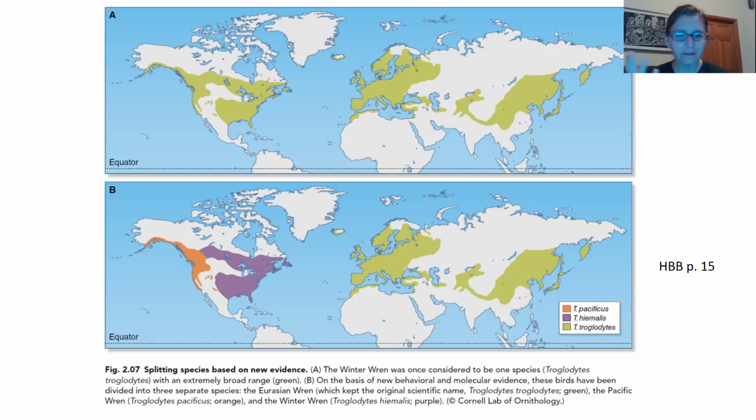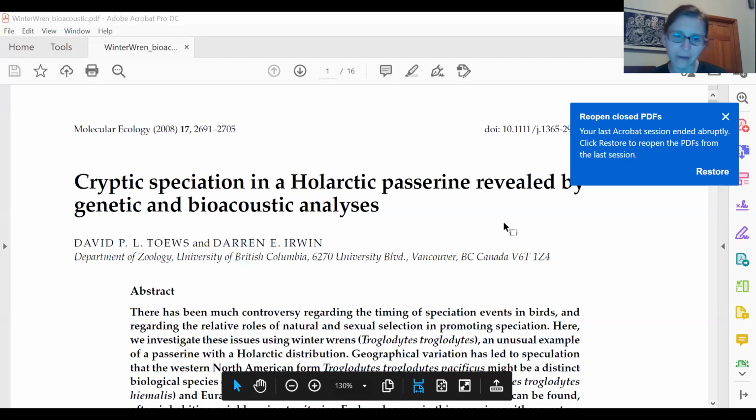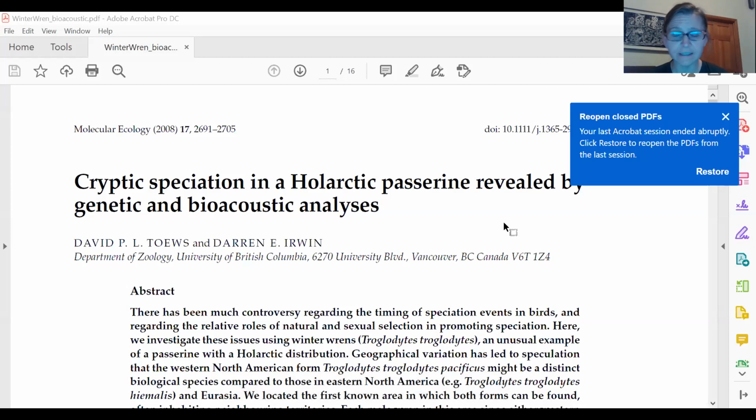Okay, and so the Pacific wren is a really great example. I'm going to show you a research paper that looked at the traits of these birds, and they applied both the biological and the phylogenetic species concepts in their analysis, and they determined through various lines of evidence that it was not the winter wren. There are actually 3 species, okay?